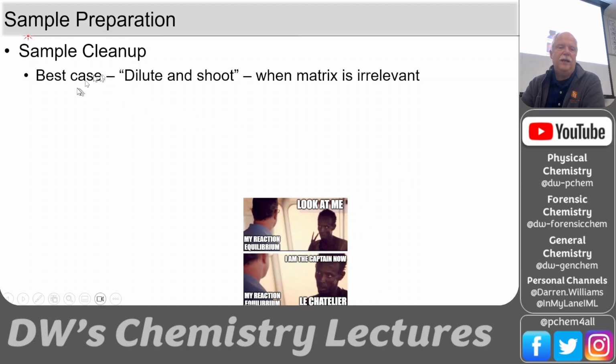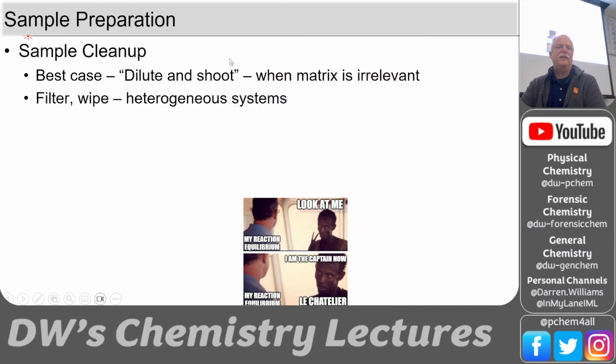So the best case would be dilute and shoot, which is almost never the case. When you get a liquid sample, and maybe, I say almost never the case, maybe somebody's dissolved methamphetamine in a gas can. So you've got a gasoline can that looks like gasoline, smells like gasoline, but they've dissolved a bunch of meth in there. So yes, you could dilute that and shoot that. It's an organic solvent. So that would be a rare case where you could just look at that analyte and run it through a chromatographic thing. But even then, gasoline's not that great. It's dirty, probably.